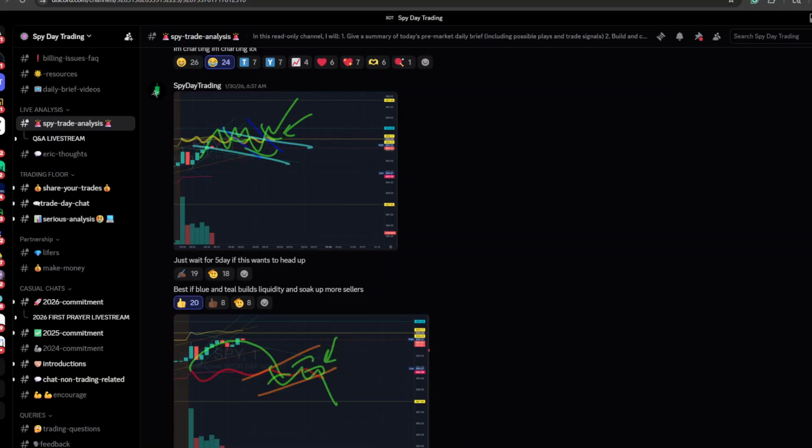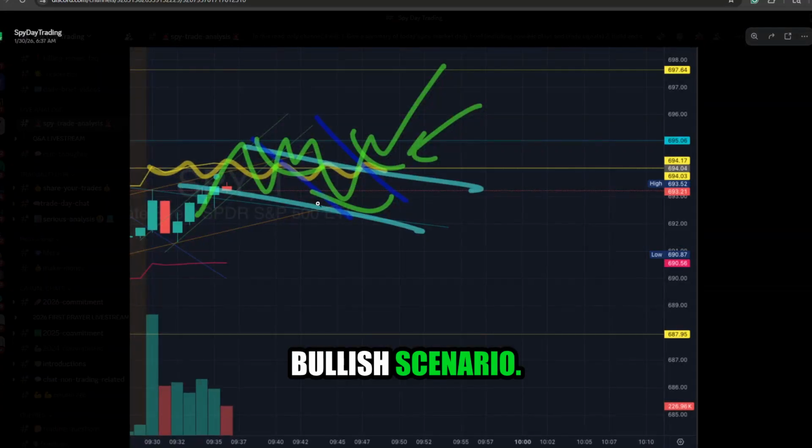This is Friday. 7 minutes into the trading day, he has identified a bullish scenario and a bearish scenario. He's already identified the algorithms for both sides. Here is the bullish scenario. We're waiting for price to get above the 5-day moving average, create some structure. If it breaks the algorithms to the top, you're going to take longs or calls. That's a high probability setup for the bulls.